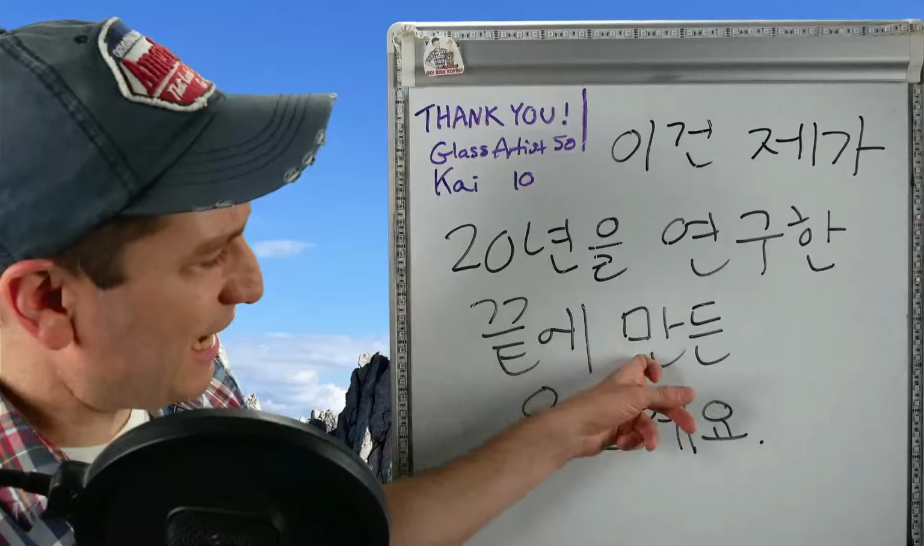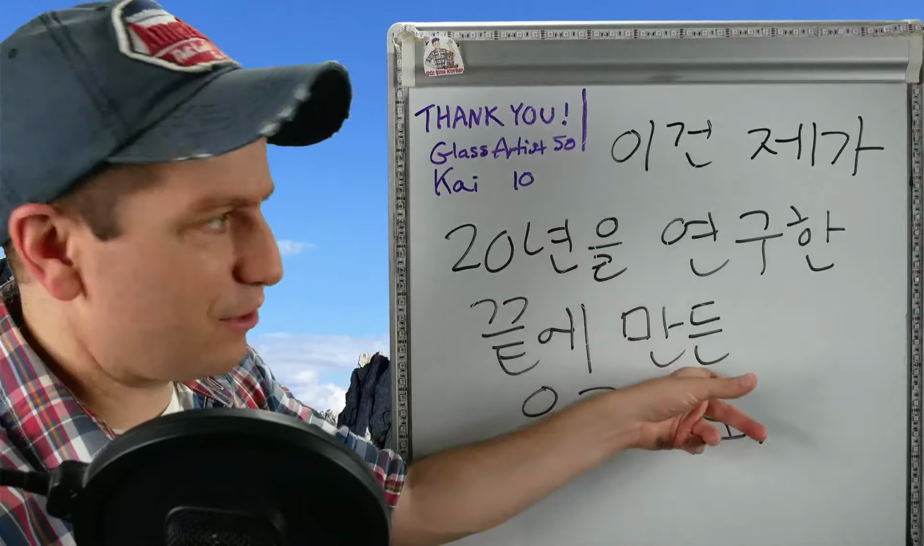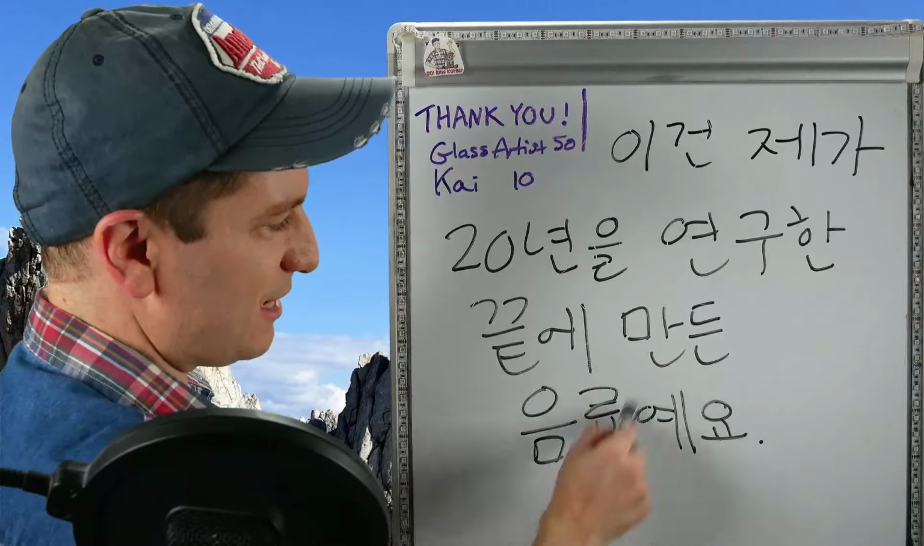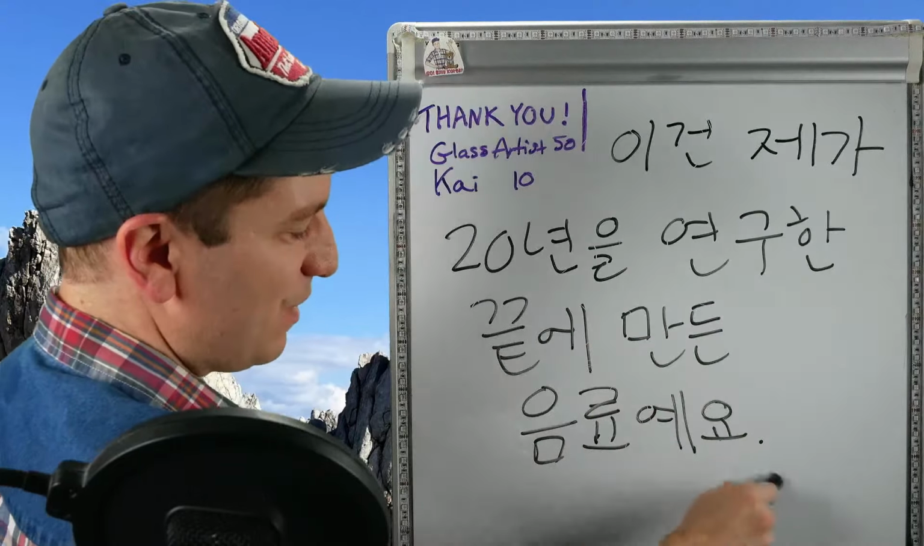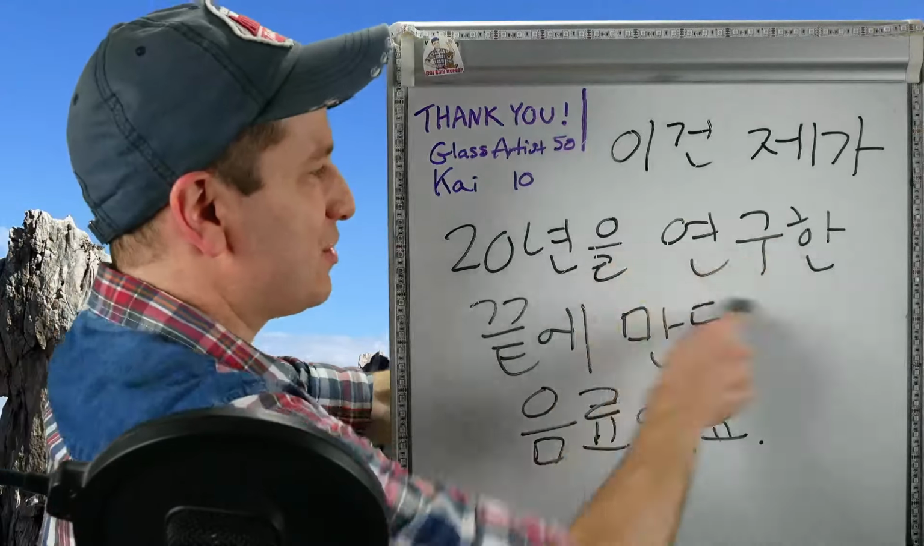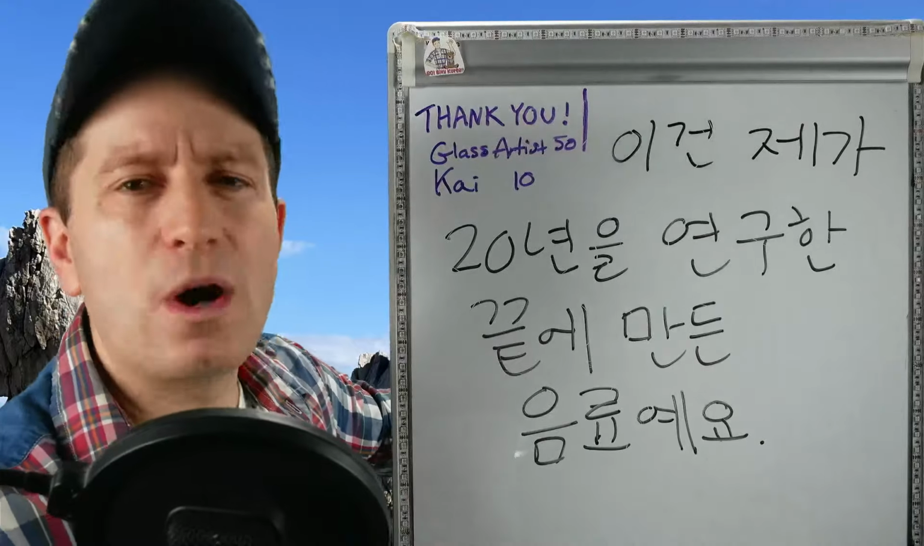Note, this is the same past tense adjective form of an action verb, just with the verb 만들다. This is the regular usage of it before a noun. So a drink that I made. 에요, it is. So this is a drink that I made, 제가. So after having researched 20 years. So this is a drink that I made after having researched 20 years.